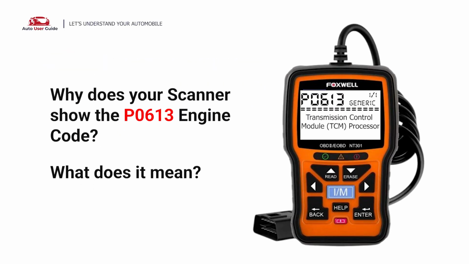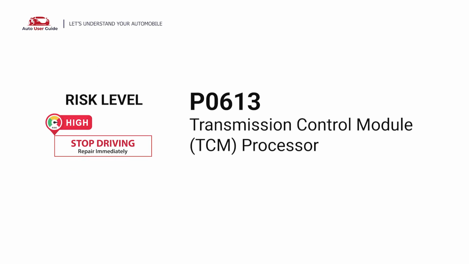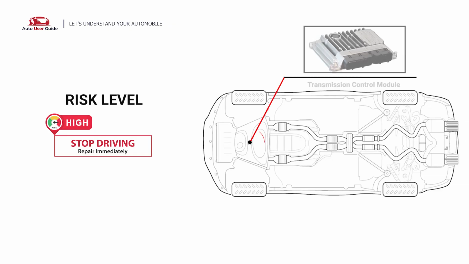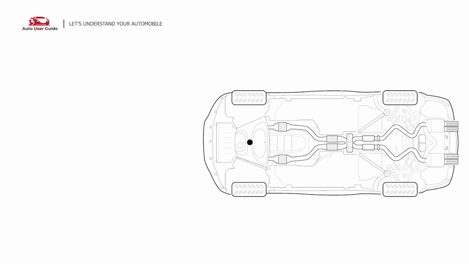Why does your scanner show the P0613 engine code? What does it mean? P0613 is a diagnostic trouble code for transmission control module processor fault. This error code indicates a transmission control module processor fault. It means the transmission control module is malfunctioning, miscalculating data, or failing to communicate with the vehicle systems. Under these circumstances, stop driving and repair your vehicle immediately.